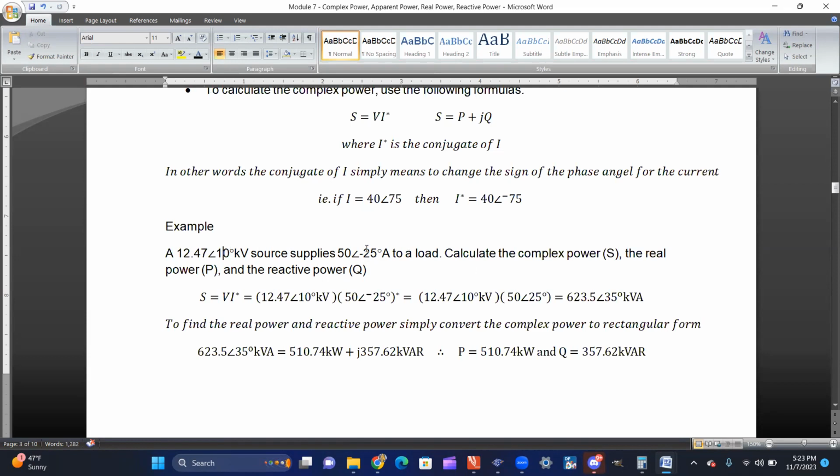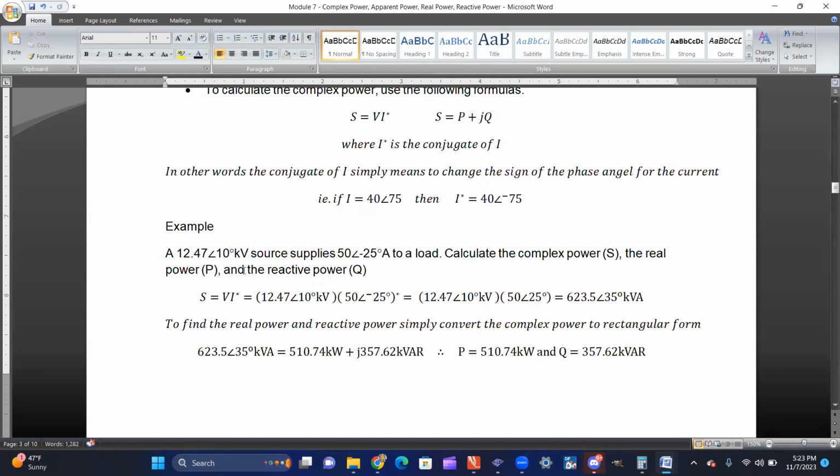So therefore, this load is mostly inductive because the current is lagging the voltage. But let's continue on. All right, so it says calculate the complex power, the real power, and the reactive power.